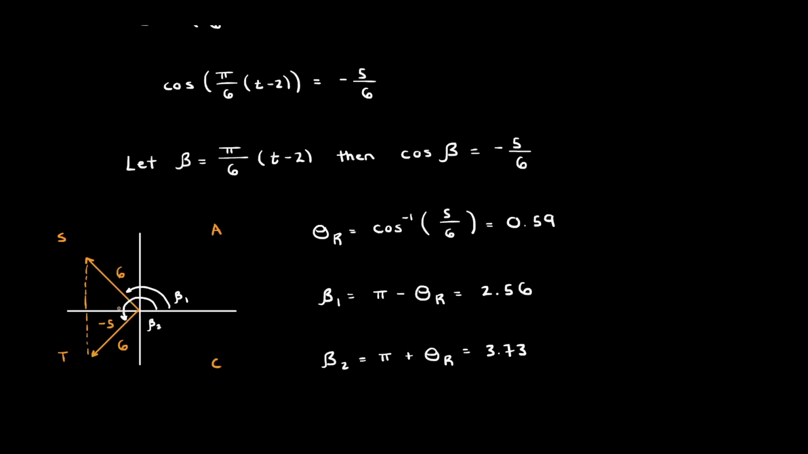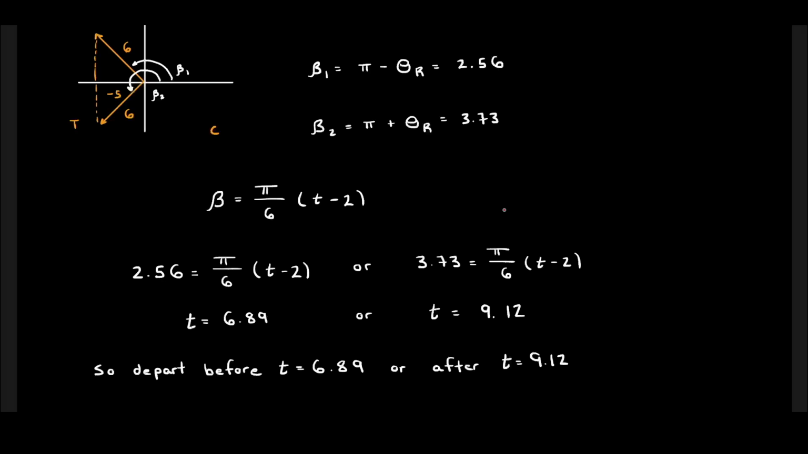So the first thing you should do is find the reference angle. Find this reference angle. And so you can construct an equivalent triangle in the first quadrant, which is going to have sides positive 5 and 6, right? And so you take the cosine inverse of 5/6, and you get this reference angle of 0.59. Now we can use this reference angle to find beta 1 and beta 2. So beta 1 is pi, take away the reference angle, which gives us 2.56 radians. And beta 2 is going to be pi plus the reference angle, and that gives us 3.73 radians.